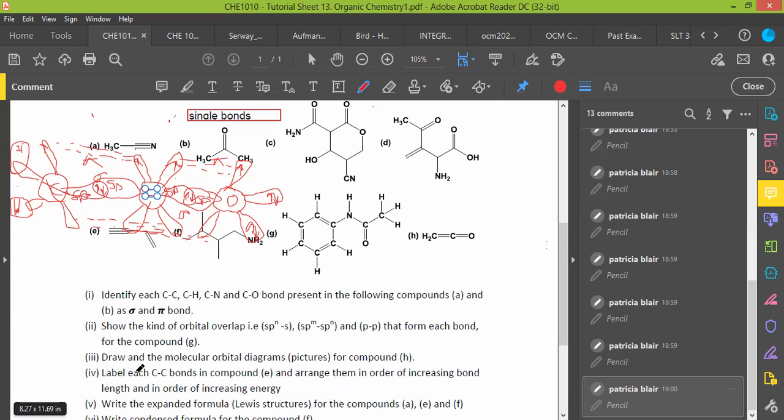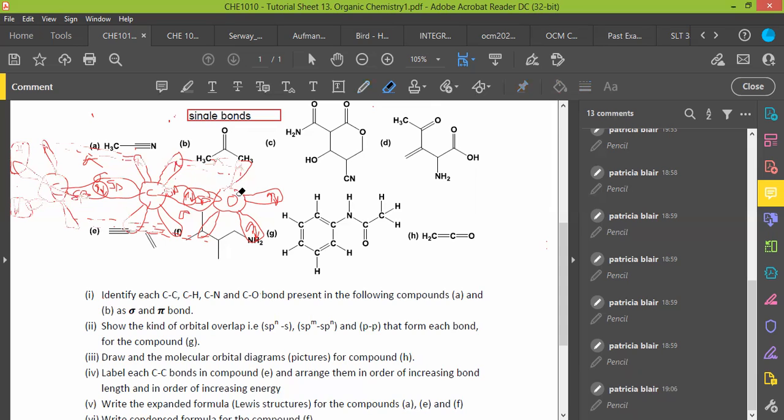You label each CC bond in the compound E and draw the molecular orbital diagram for the compound H. So this is how your orbital diagram is supposed to come out when asked. Okay. Any questions that you may have, you can ask. Otherwise, we move on to the other part.